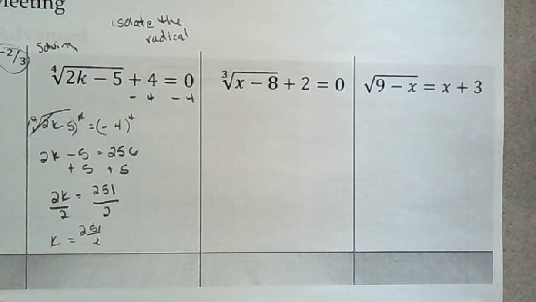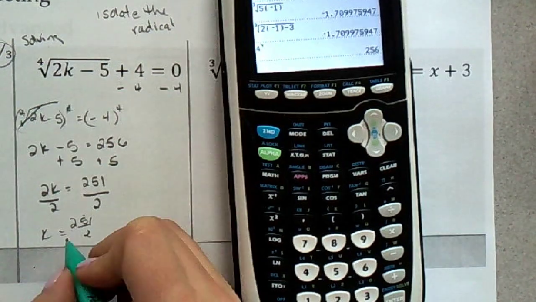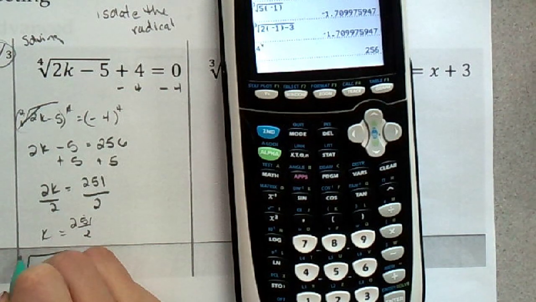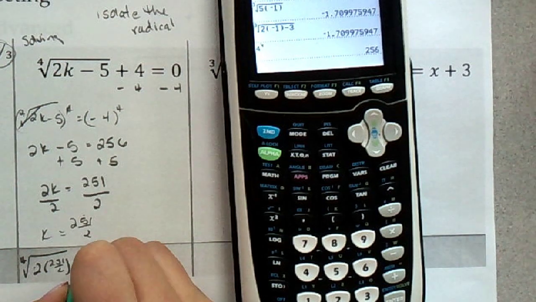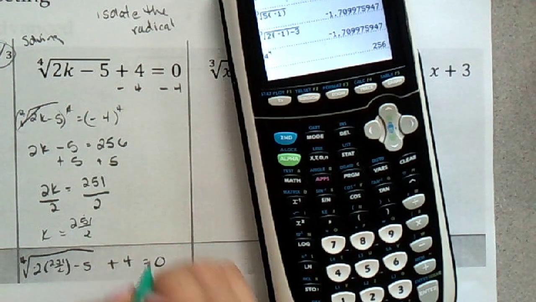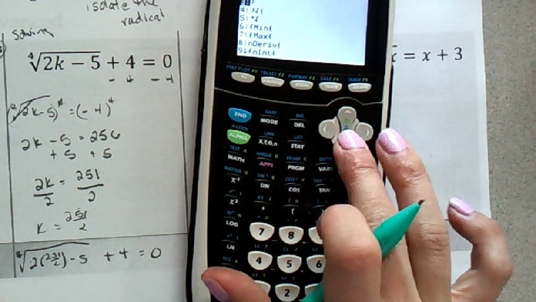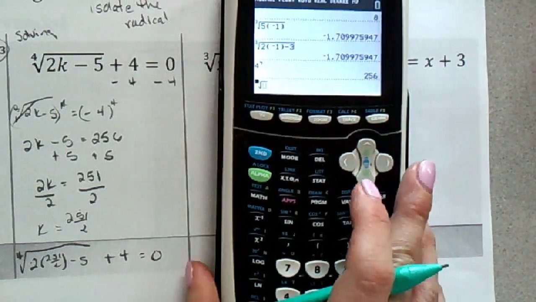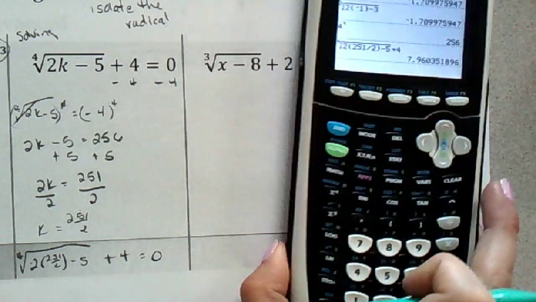Then what we have to do is take our calculator, and we're going to have to check that. So to prove it on my test, to check my answer, I'm going to write the 4th root of 2 times 251 divided by 2 minus 5, plus 4. We need to make sure that equals 0. So we're going to put that in our calculator. We're going to go to math, down to the 5th option, which is going to give us that. Then we're going to put the 4th root of 2 times 251 divided by 2 minus 5. And then outside the radical, we're going to put plus 4. And we do not get 0.